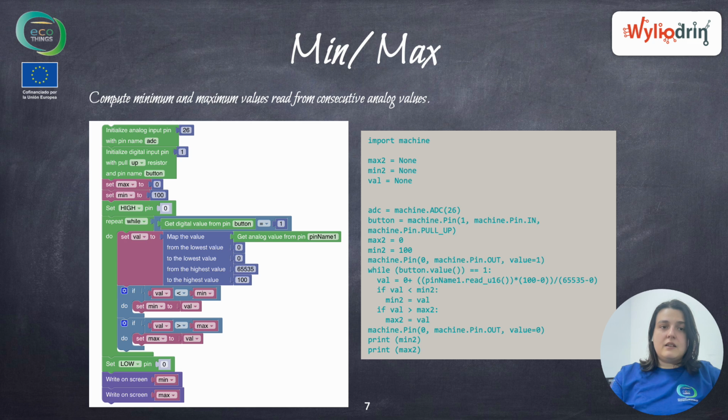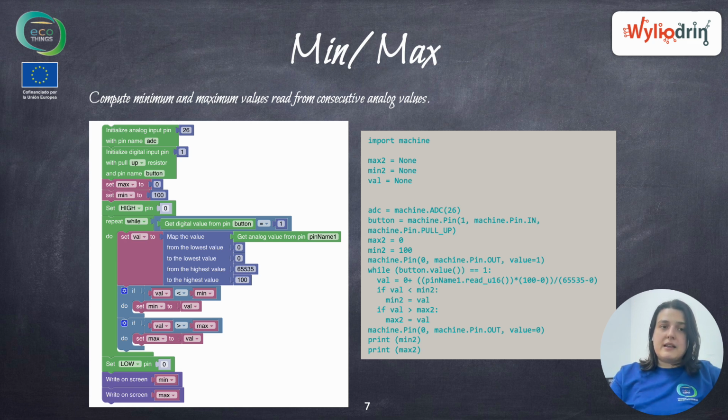Here we can see the application that we have built. First of all, we initialize the pin 26 as the pin where we have the potentiometer connected to, the ADC pin. Then we have pin 1 for the button. The button is connected on pin 1, and on GPIO 0 we have the LED.